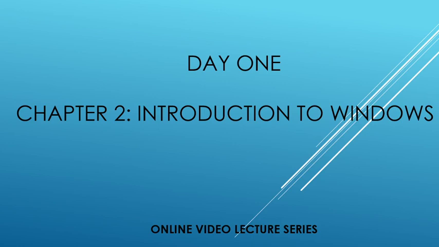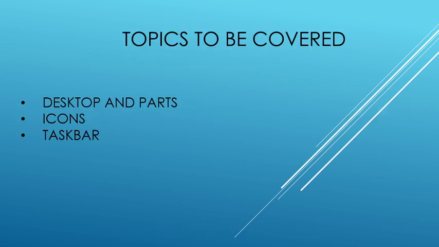Today we will start our new chapter, that is chapter number 2 on Introduction to Windows 7. What we will cover in this chapter today, we will study the desktop and its parts of the Windows 7 operating system, its icons, and we will also study about the taskbar.